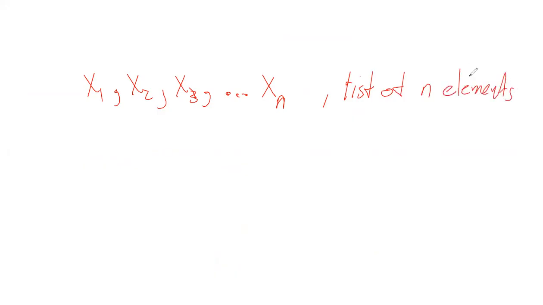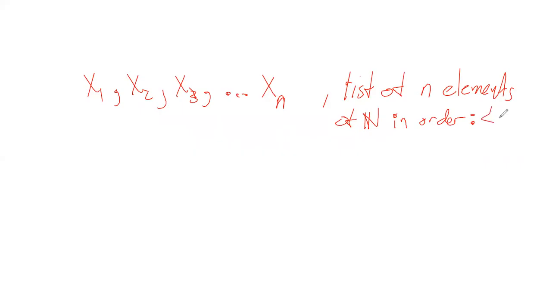x1, x2, x3, dot, dot, dot, xn. This is a list of n elements of N. This is our exhaustive list. We know that there exists some n such that there's n of them. n elements of N, in order, using our less than operator.